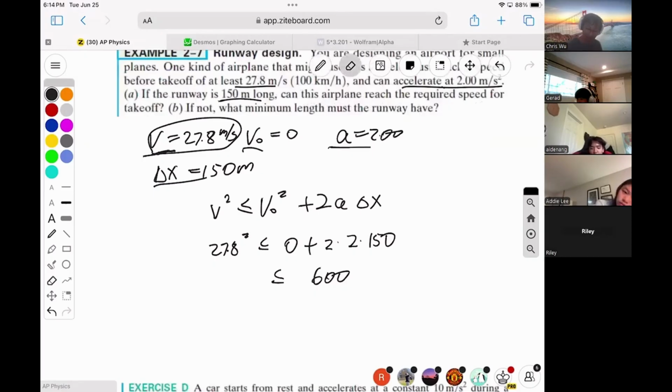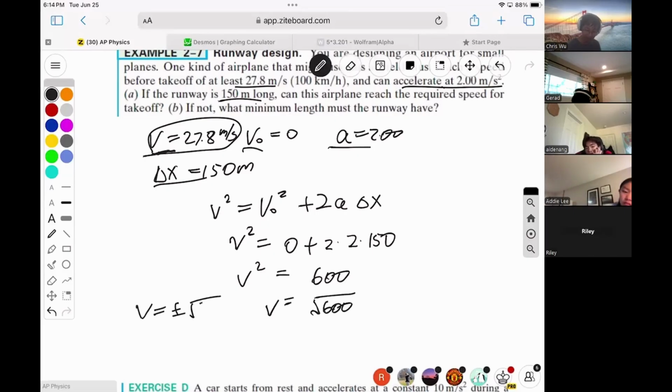Actually, let's not assume that. Let's just use the equation. V equals that. So if I accelerate for the full 150 meters, what's the speed I'm going to reach? So V is equal to the square root of 600. In math, you would say V equals plus or minus the square root of 600, but we know we're going to discard negative V. It doesn't really matter here, since we know it's going forward in the same direction.